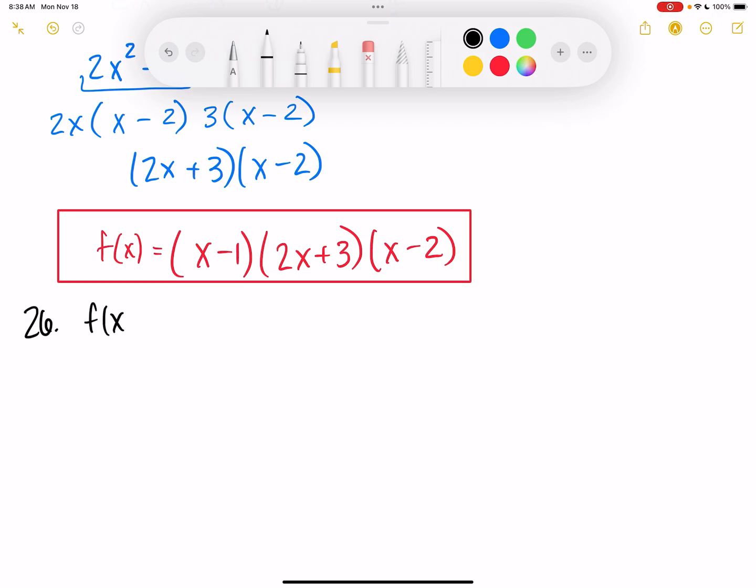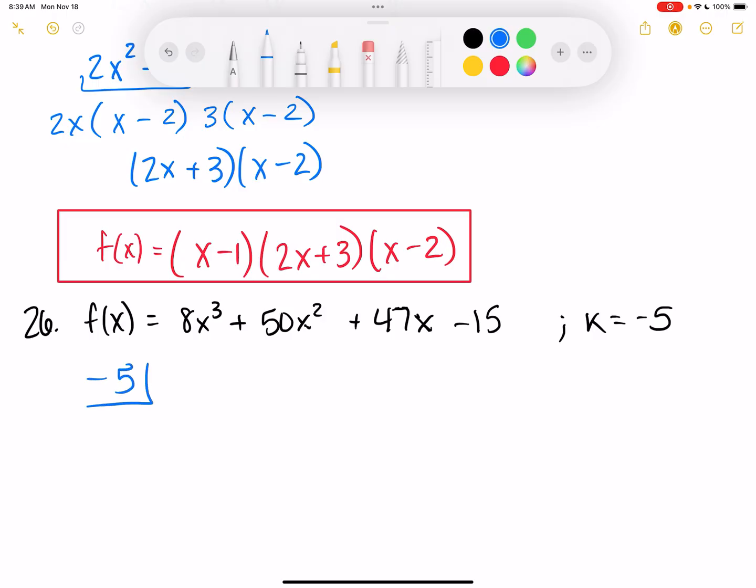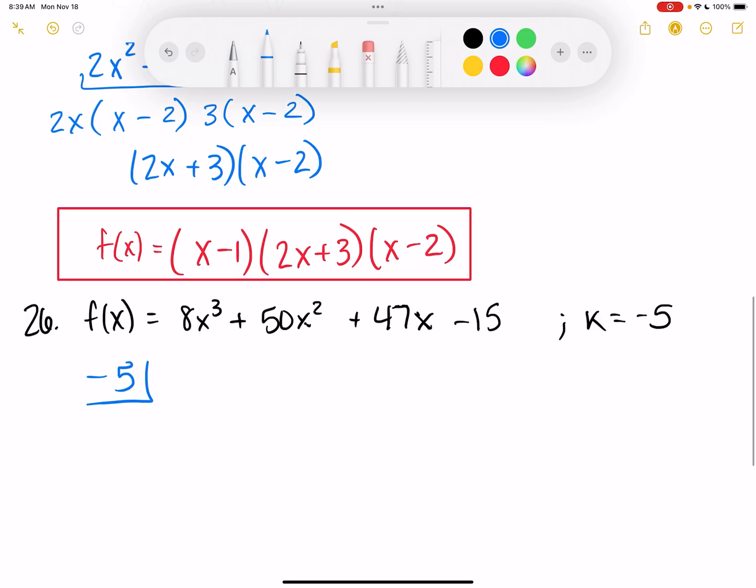26. f of x equals 8x cubed plus 50x squared plus 47x minus 15, and they tell us that k equals -5. So, -5 in the box. I don't have any missing terms this time. So I've got 8, 50, 47, and -15.